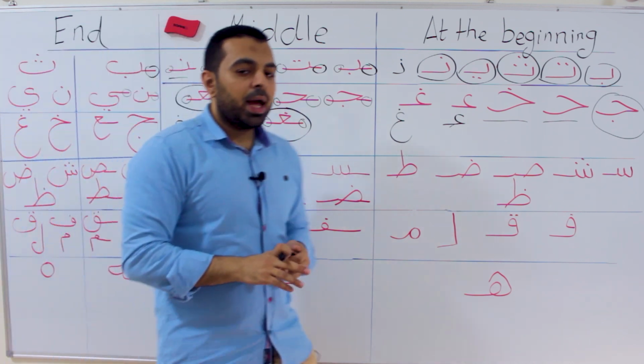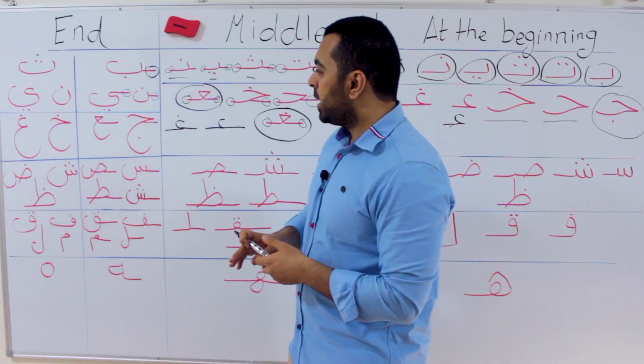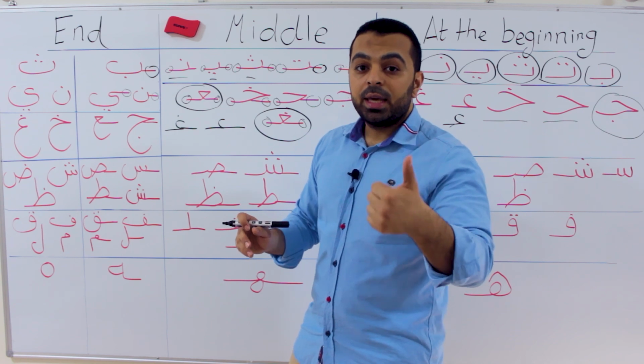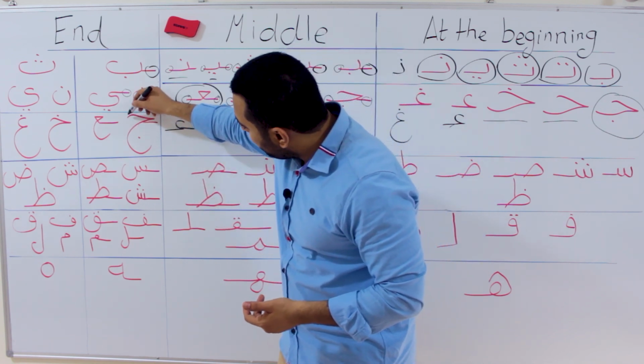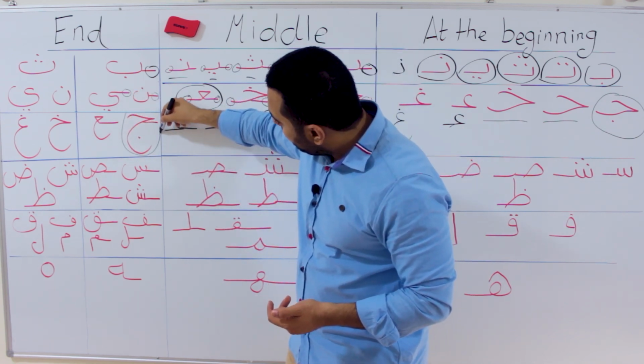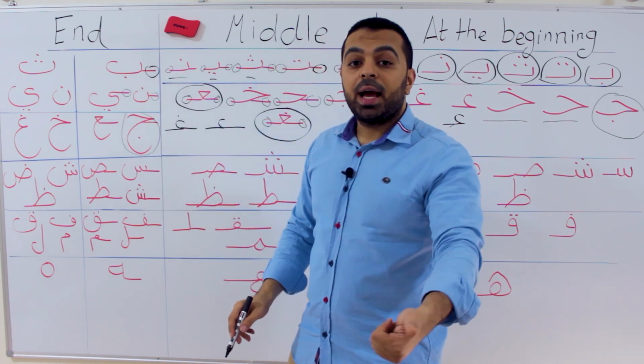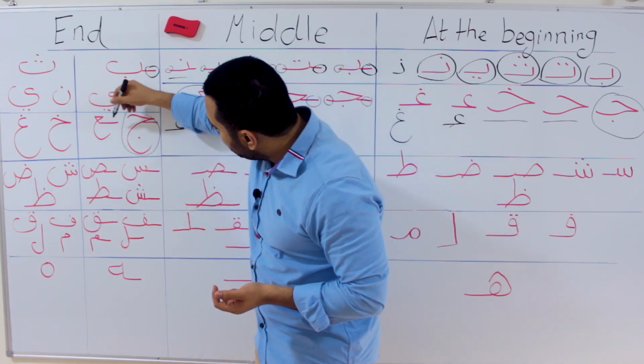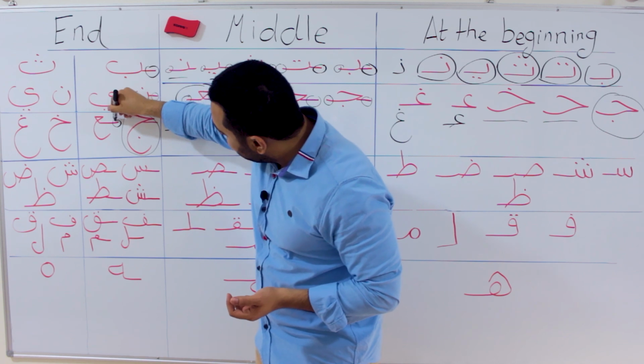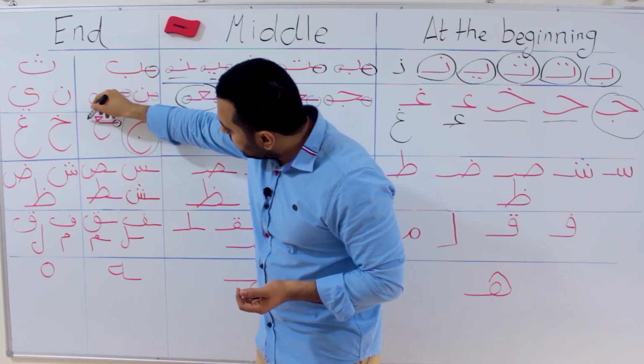Now, at the end of the word, connected, you will find gim, ha, kha, like this one. And you'll find ain and ghain connected from this tail, and then you do like this.